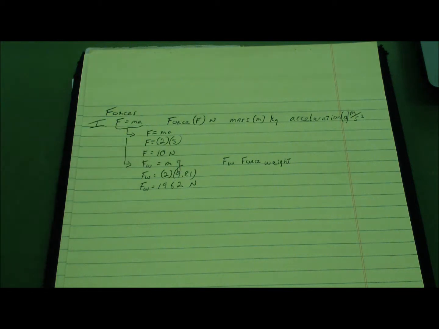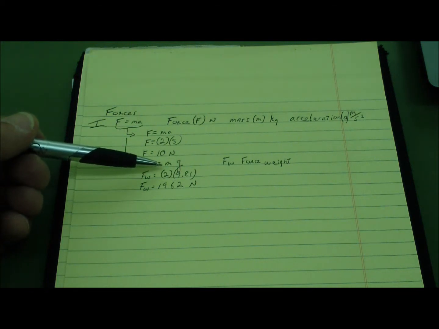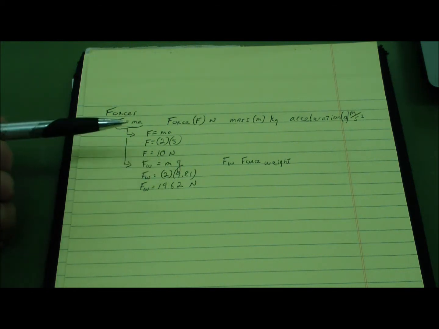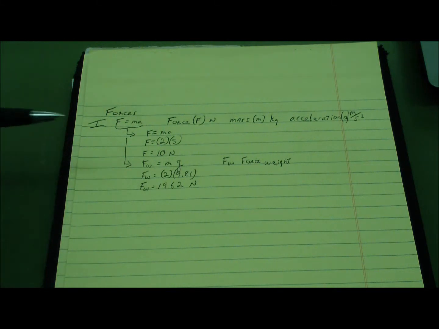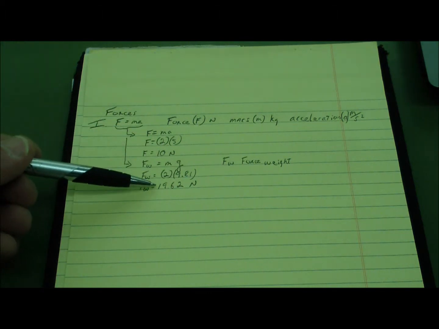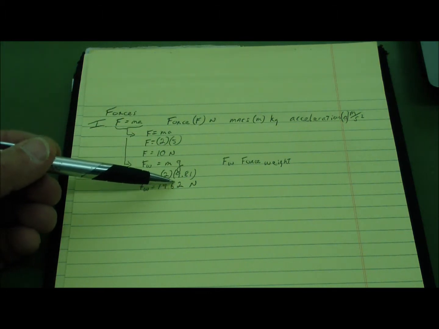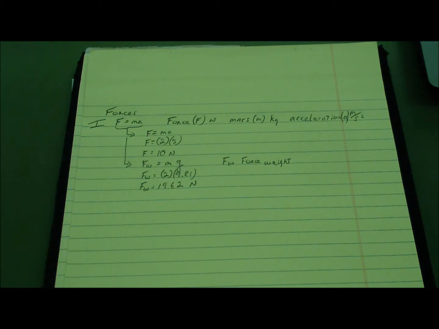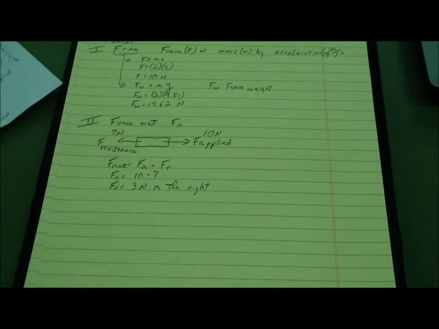So some object that has 2 kilograms of mass, how much will that weigh here at the surface or near surface of the Earth? We multiply that by the acceleration, 9.81, and we come up with 19.62 newtons.